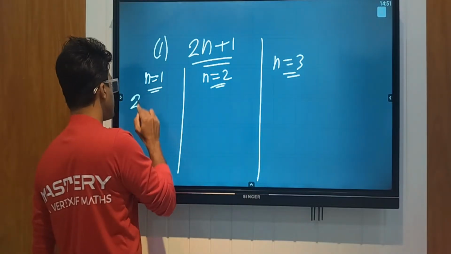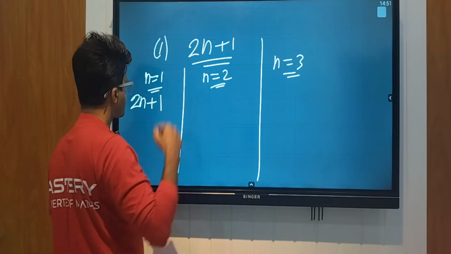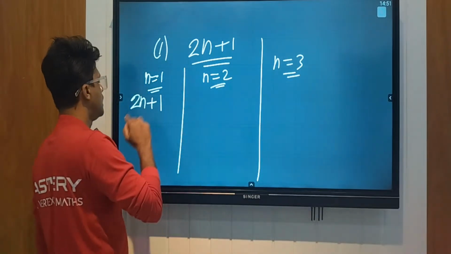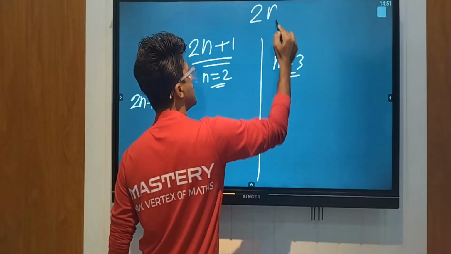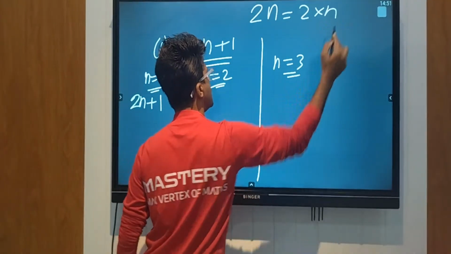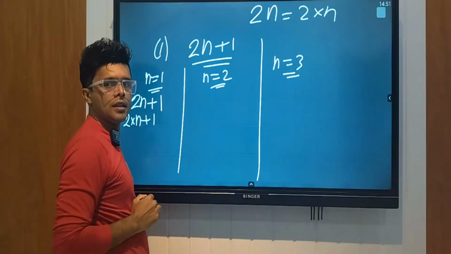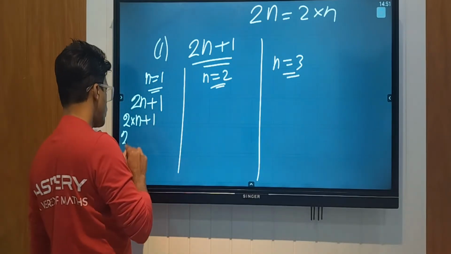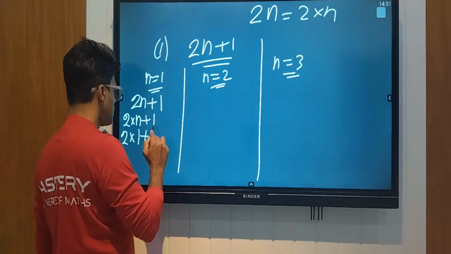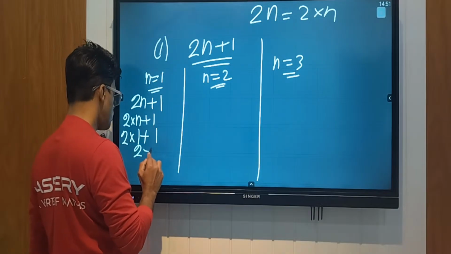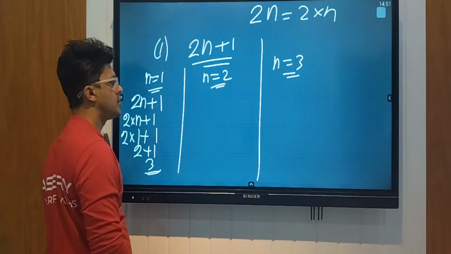So with 2n plus 1, we are going to get the first term. 2n means 2 times n, plus 1. So n equals 1 here. 2 times 1 is 2, 2 plus 1 is 3. This is the first term.